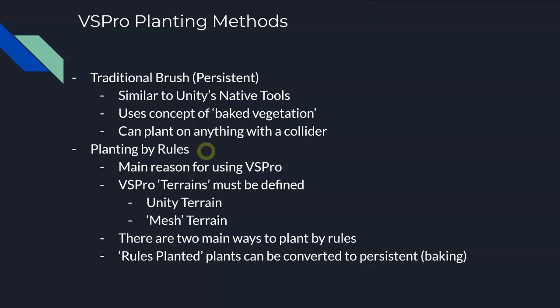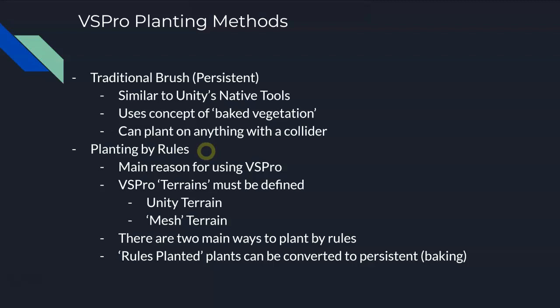The second way is what we call planting by rules. And this is one of the main reasons, and this is the big time saver for VSPro, is planting by rules. And again, I'm going to go into more details of what that means, but it is the main reason you bought VSPro. In order to plant by rules, you have to define a terrain. So planting by rules will only plant on a terrain, and it'll plant on a Unity terrain, and namely, we're going to be using foliage for that.